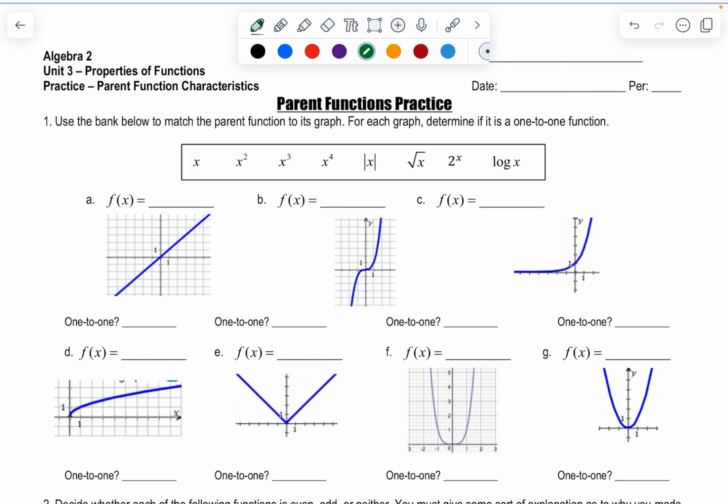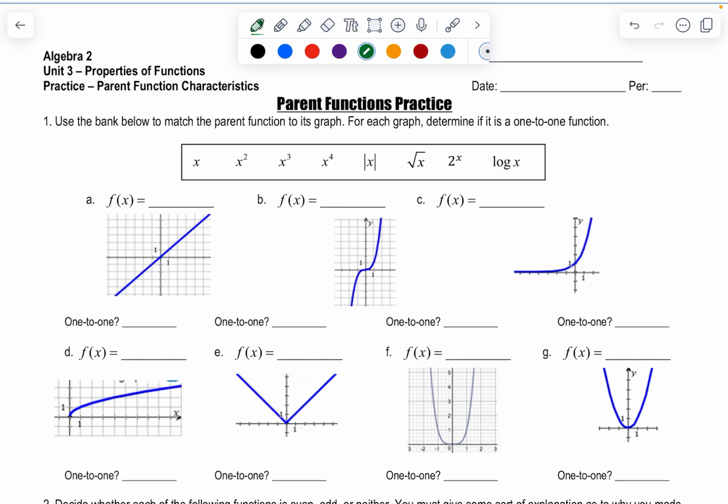There are probably two ways you could attack this. You could go through each graph and match the parent function to it, or you could look at your parent function word bank at the top and start with those and then go to each one. I'm kind of mixed up. The last practice, I started in the word bank and went to each one. Let's just go in order this time.